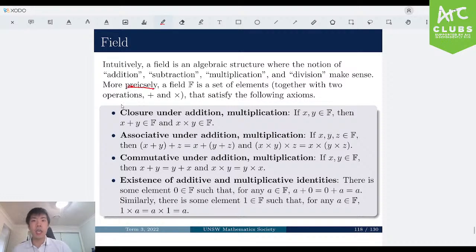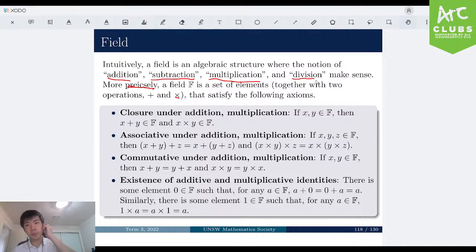More precisely, a field F is a set of elements together with two operations, plus and multiplication. Plus is already good enough to define addition and subtraction. Subtraction would just be the inverse of addition. And times is good enough to do multiplication, and it's nearly good enough to do division, of course, omitting 0, because dividing by 0 may cause some problems.